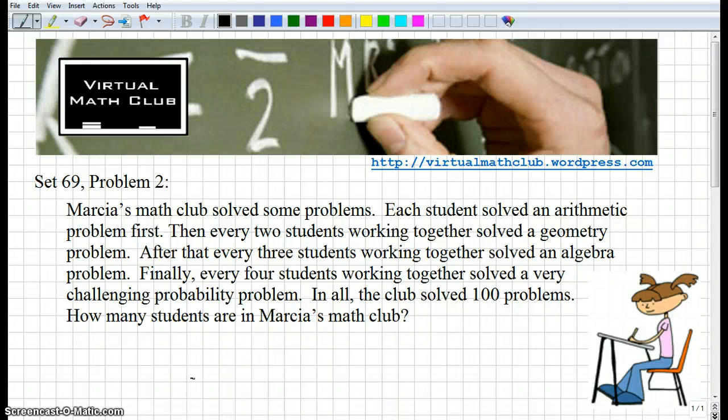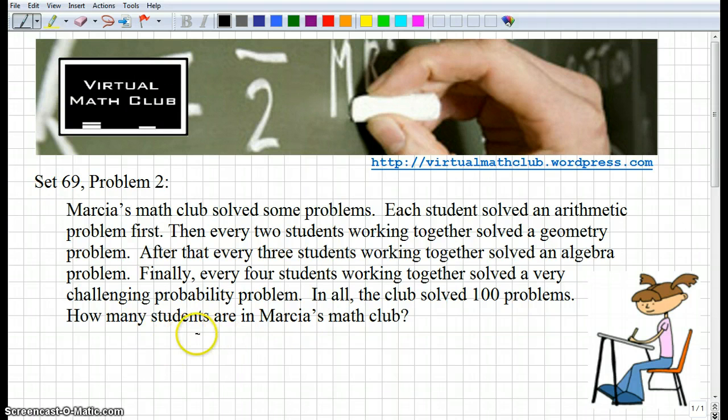Marcia's math club solved some problems. Each student solved an arithmetic problem first, then every two students working together solved a geometry problem. After that, every three students working together solved an algebra problem, and finally, every four students working together solved a very challenging probability problem. In all, the club solved 100 problems. How many students are in Marcia's math club?